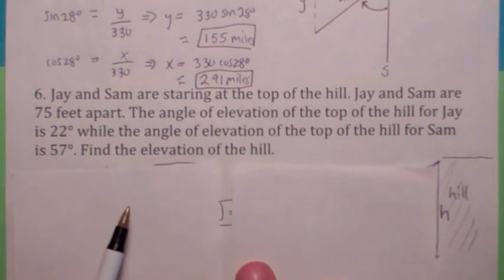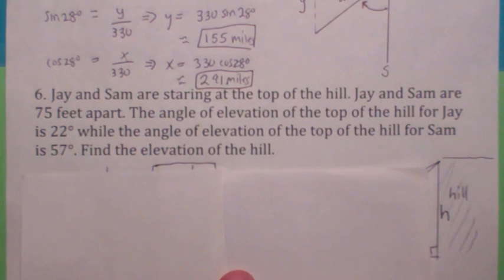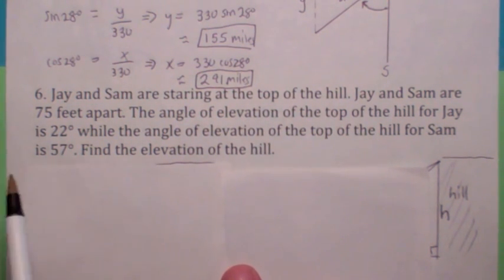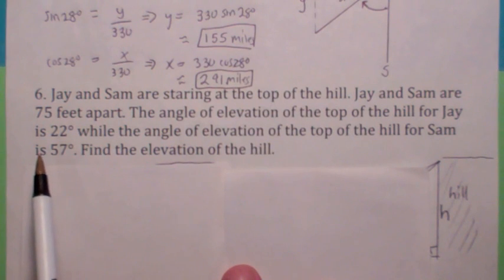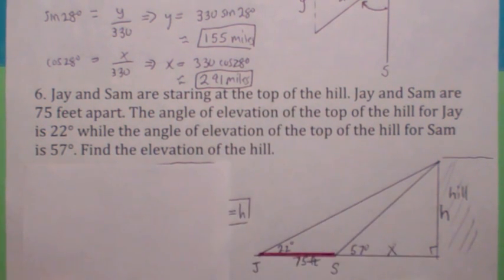Okay, let's do this last one here. This one's kind of hard. It depends on how you interpret it also. You might get two different answers. Jay and Sam are starting at the top of a hill, and they're 75 feet apart. I'm going to assume they're on the same side of the hill, okay? Because otherwise they wouldn't see each other.